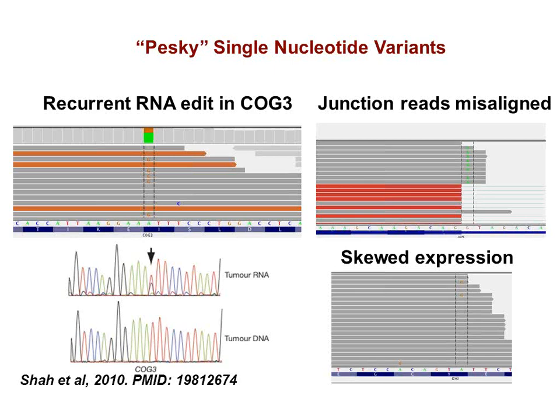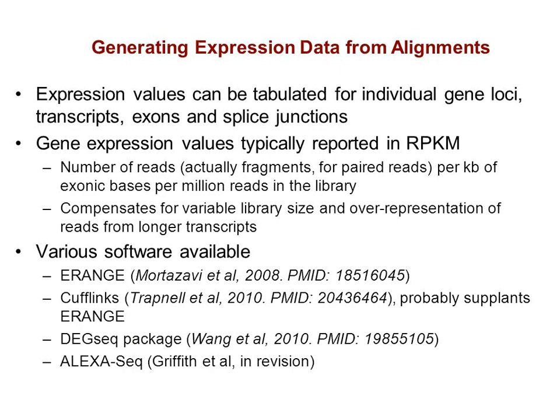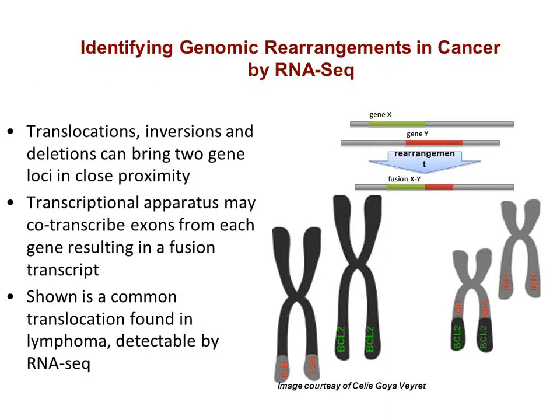These are some of the pesky errors that you might see. One is recurrent RNA editing. You can also see junction reads that are misaligned, or skewed expression. These are common challenges when you're sequencing tumor RNA versus sequencing tumor DNA. There are also ways of generating expression data from alignment, and a lot of packages you can use for that. But ultimately, this is a very powerful strategy.